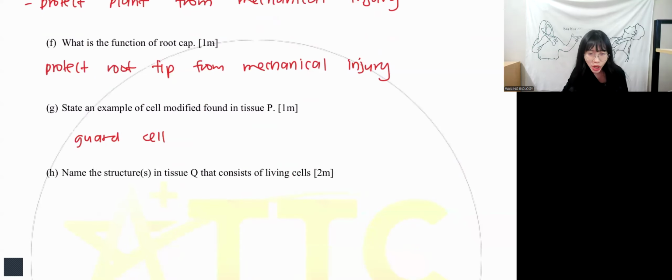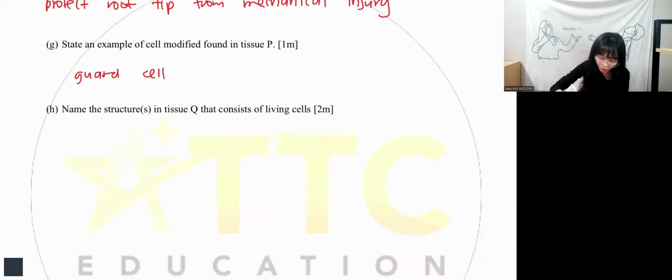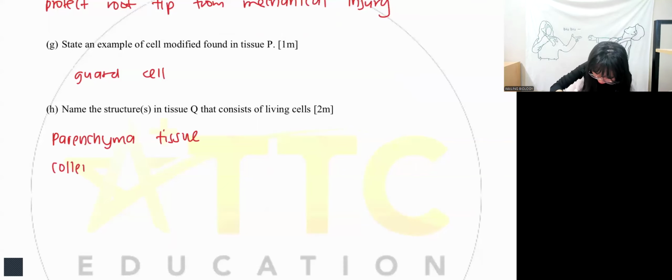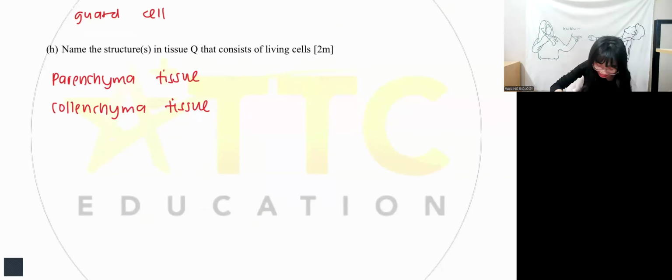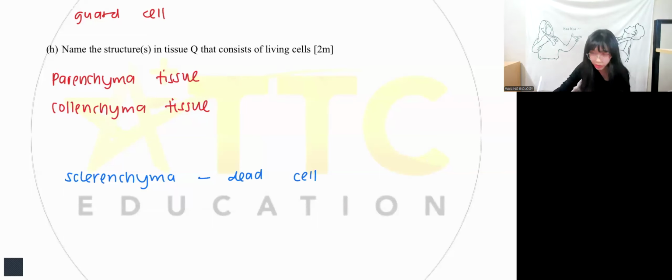Name the structure in tissue Q that consists of living cell. In ground tissue, we have parenchyma, collenchyma, and sclerenchyma. I mentioned just now there is one cell that is a dead cell, which is sclerenchyma, right? So you can only write parenchyma and collenchyma. Very good. Parenchyma tissue and collenchyma tissue. Because sclerenchyma is a dead cell. I write it at the bottom, yeah? Sclerenchyma is a dead cell. That's why if it's a living cell, we can only write parenchyma and collenchyma. Later, I show you in diagram what is the difference between parenchyma, collenchyma, and sclerenchyma.